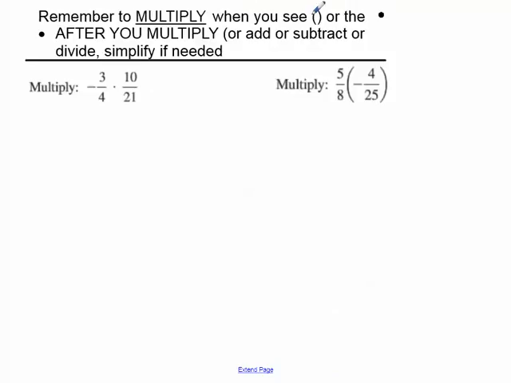So we multiply, remember, when we see parentheses, or when we see the dot, or when we see, I suppose, the x. Not so common anymore, because that x could be a variable. But when we see a dot, or when we see parentheses, we multiply. And we've got to simplify too after we take a look at multiplications. So I'm going to put one in blue and one in green. Here's my green fraction, that's my blue fraction.